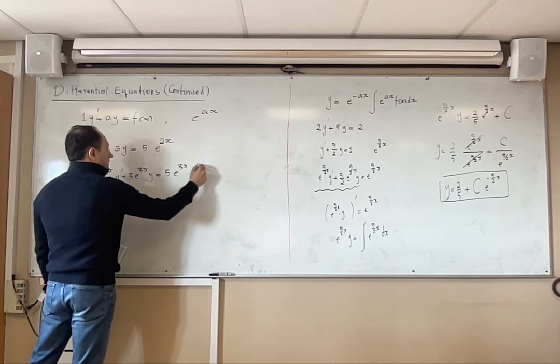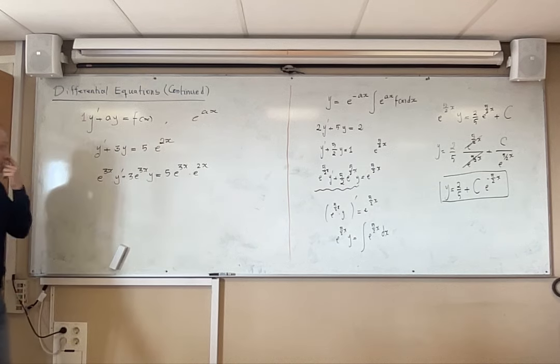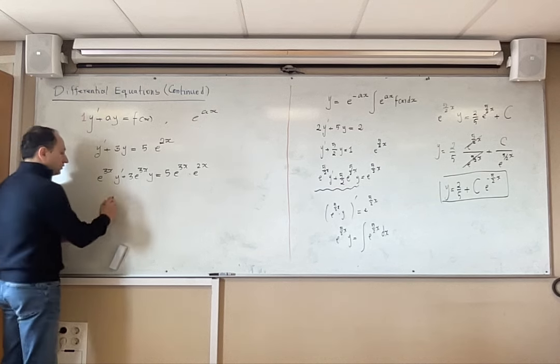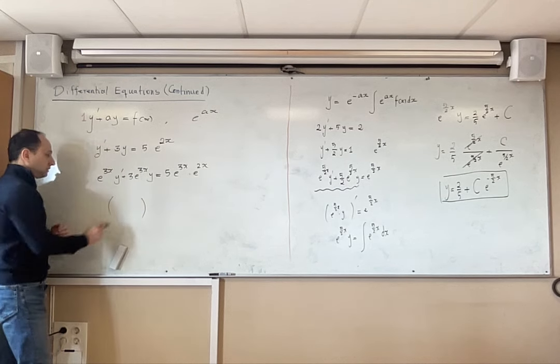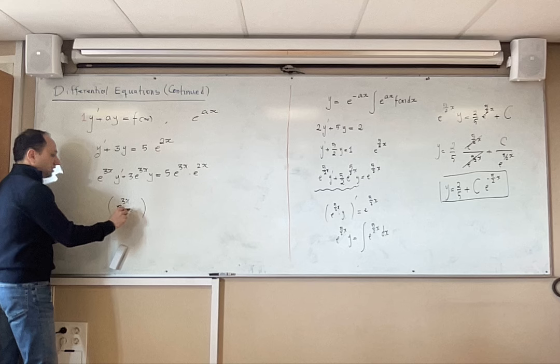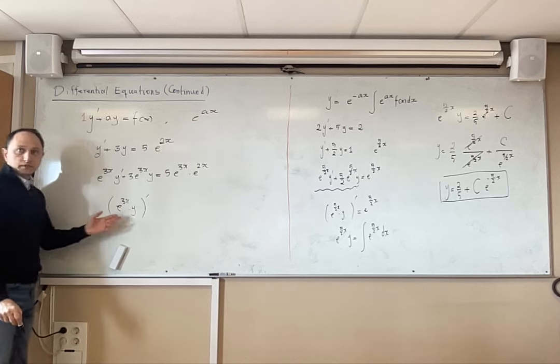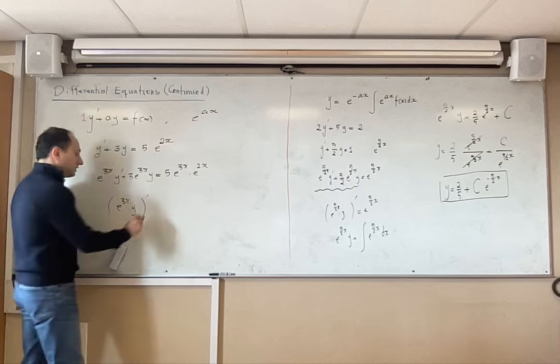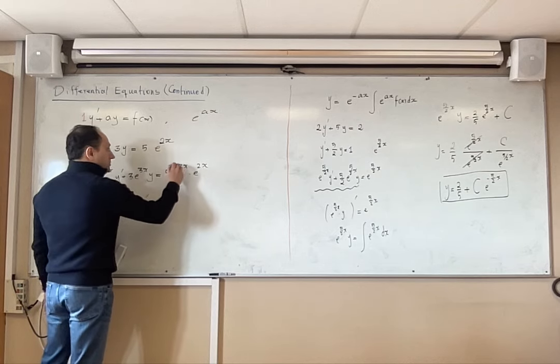I intentionally write it like this. I want to see why. Yes, so I multiplied everything by that integrating factor, and this is always the case. You don't even need to think twice. It becomes e to power 3x times y totally prime. Yes? And the right-hand side, it's an exception, you know.